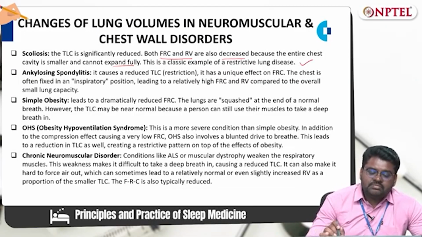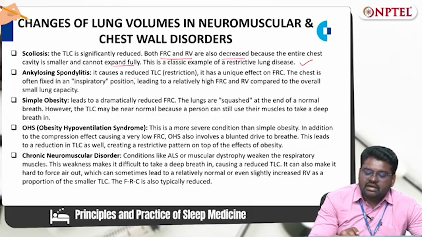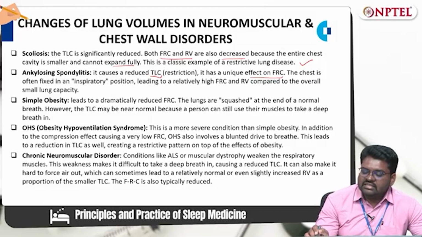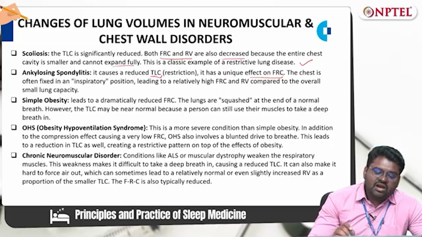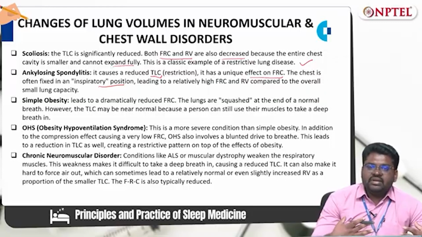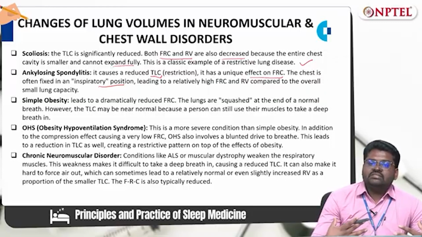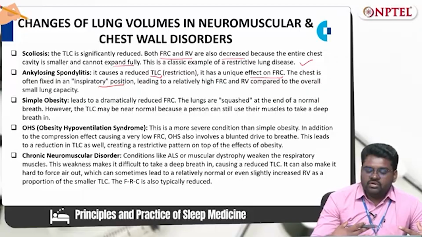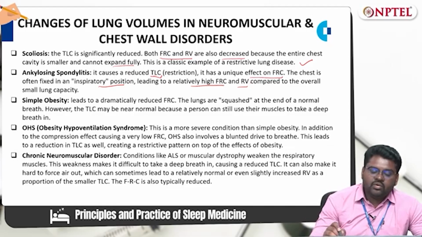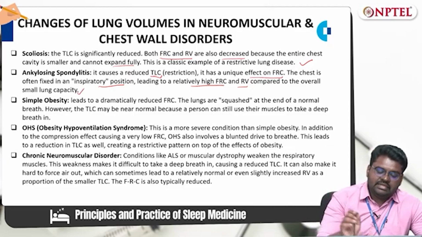In ankylosing spondylitis, there is a reduced total lung capacity. So it is a restriction. It has a unique effect on functional residual capacity. The chest is often fixed in an inspiratory position, so the patient will be like this. Inspiration is completely full, leading to a relatively high FRC and residual volume compared to the overall small lung capacity.